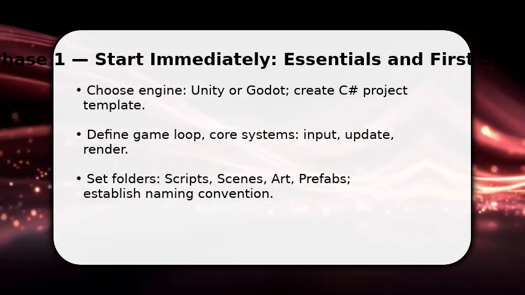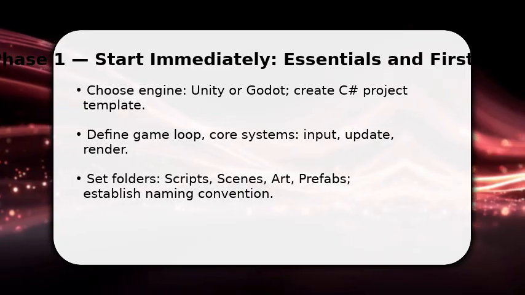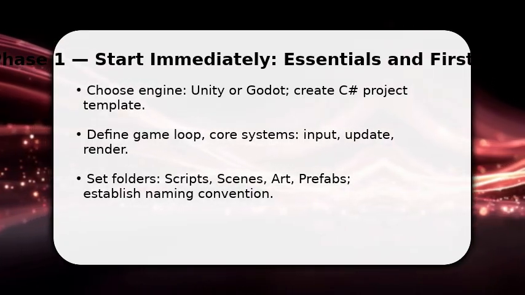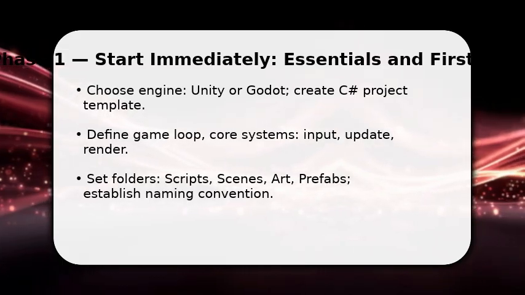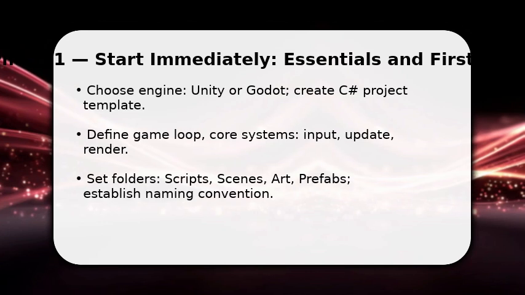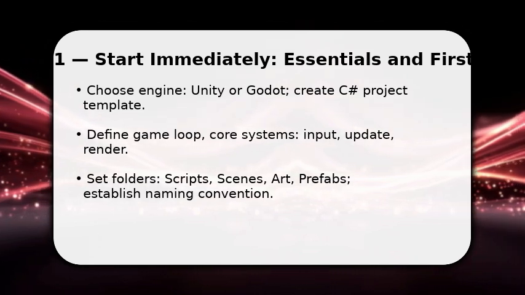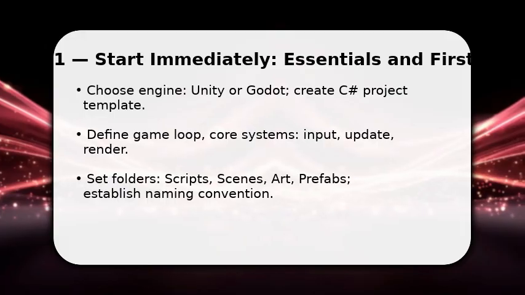Next, implement the core game loop and minimal systems: input handling, update cycle, and rendering hooks. Make sure to wire a main scene and a bootstrap script that instantiates systems. This gives you a runnable baseline to iterate on immediately and reduces integration friction.